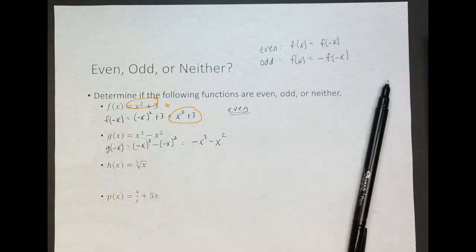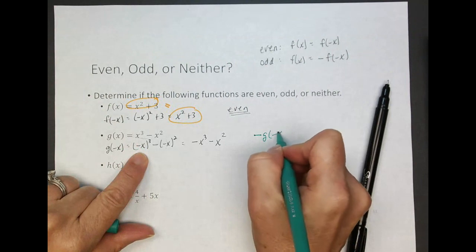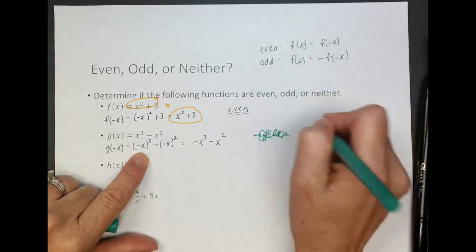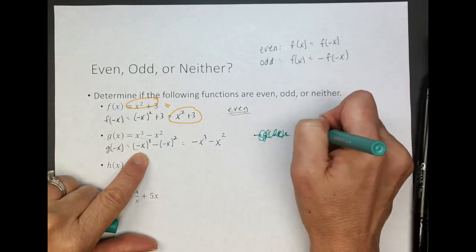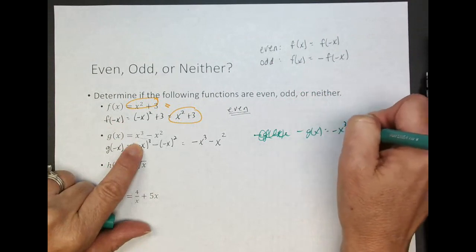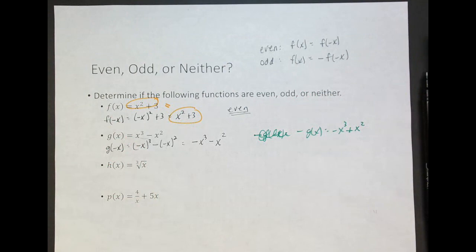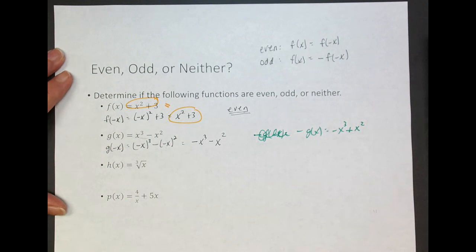The opposite of this function, right? Let's write that in a different color. Negative g of negative x, that'd be the opposite. I did that wrong. Negative g of x is going to be what? Negative x cubed minus or plus x squared. Right? That doesn't match either one. So that's going to be a neither.